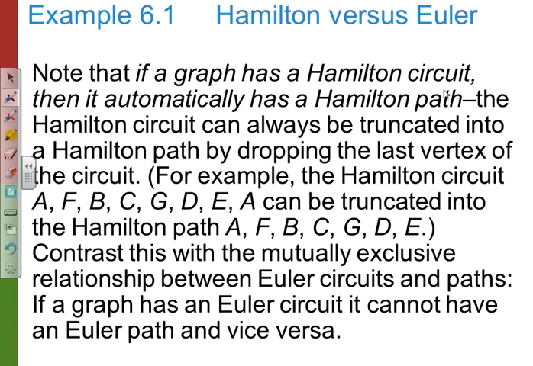If the graph has a Hamilton circuit, then it automatically has a Hamilton path, because I just truncate it at one spot. If I have a Hamilton circuit that goes A to A, I can have a path going A to E, just get rid of the last vertex.